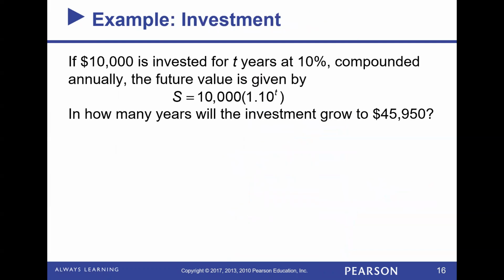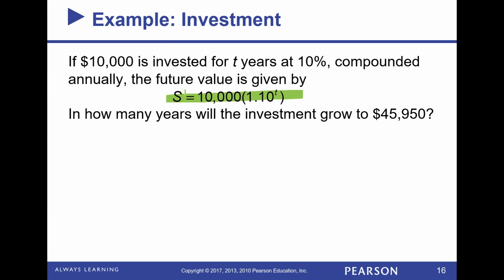Okay. Let's look at another problem. If $10,000 is invested for t years at 10% compounded annually, the future value is given by the following formula. Now, in how many years will the investment grow to $45,950? Okay, now they've already given me a formula. So that is really, really helpful. Okay, everybody see that beautiful formula?